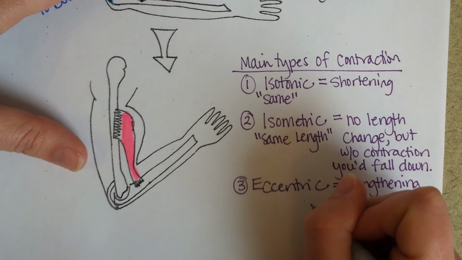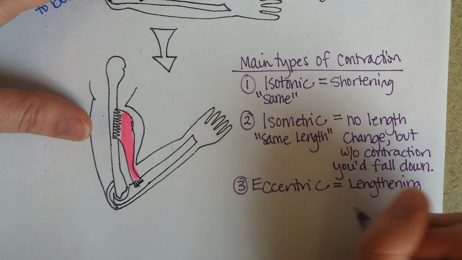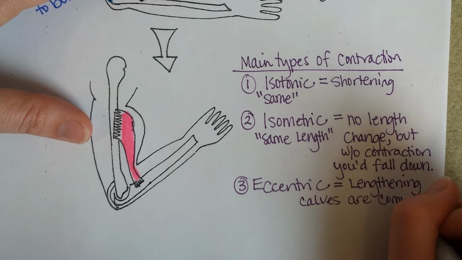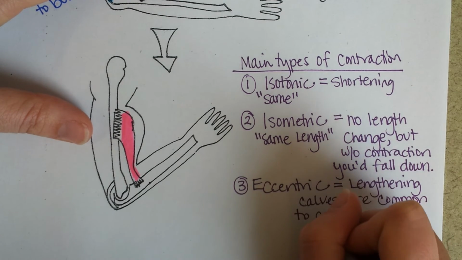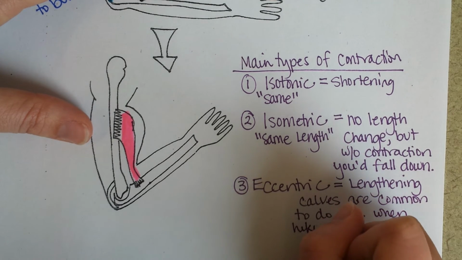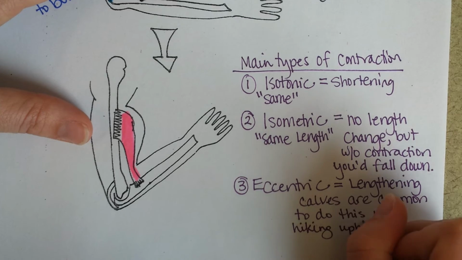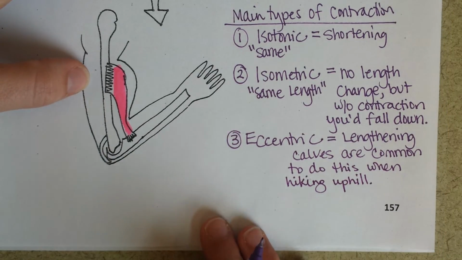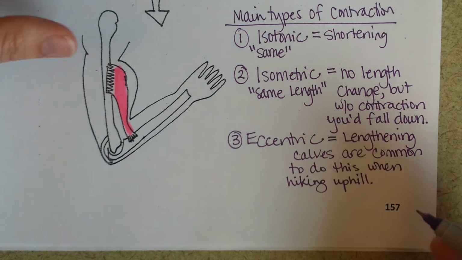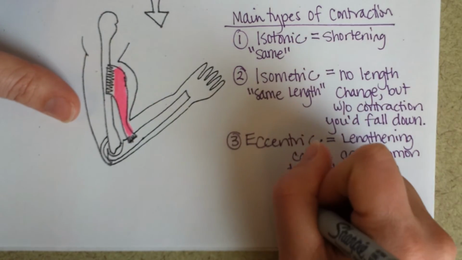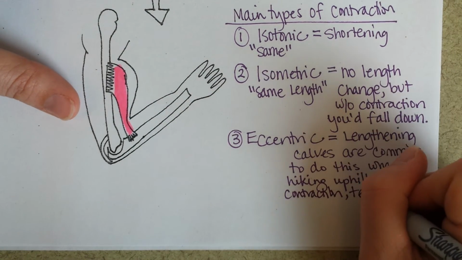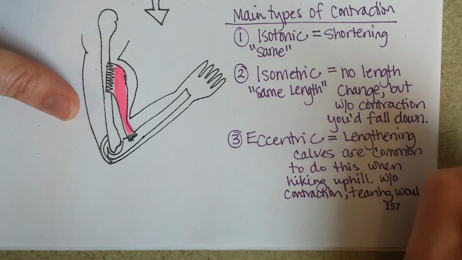Think about your calf muscle. Common places this might happen, the calves are common to do this when you're hiking uphill. And if the muscle were not contracting, then it would rip apart. So without a contraction in this kind of movement, tearing would occur. So it needs to hold the muscle together.